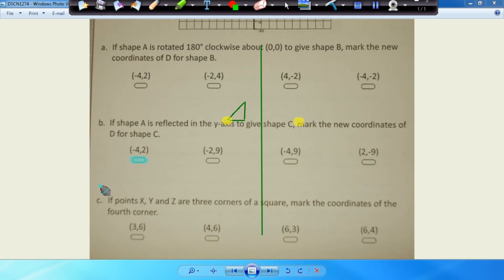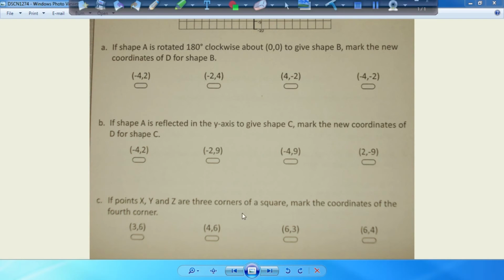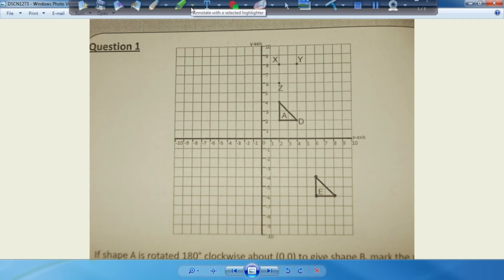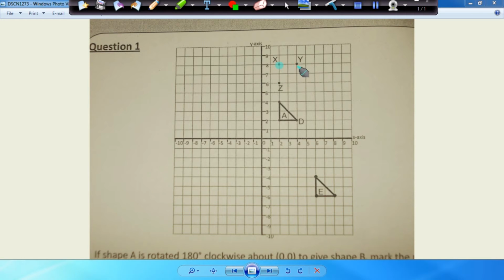Right, let's get back to question C now. If points x, y, and z are 3 corners of a square, mark the coordinates of the 4th corner. That one I think should be much clearer. I'm just going to delete this in a moment. Let's go back to the image. Back to highlighter. We have these points x, y, z. Now these are 3 points of a square. The 4th point should then go there. The coordinates of that should be 4 along the x and 6 along the y. So that coordinate there should be 4, 6. Yay, we're right.